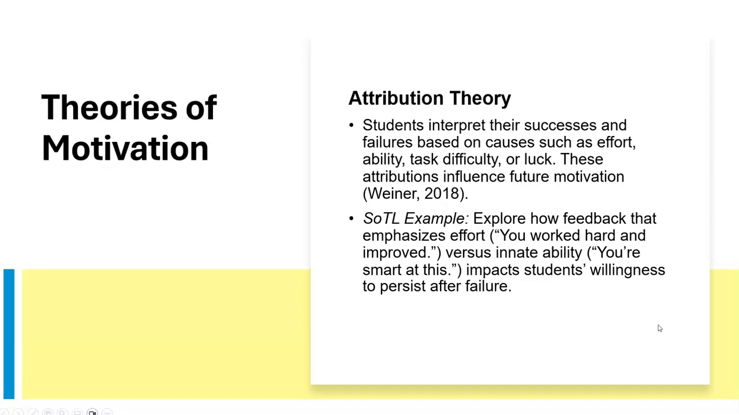Attribution theory is that students interpret their successes and failures based on a number of reasons: effort, ability, or they were just lucky. And those attributions influence future motivation. So we see this also in younger students, where if we reward only the outcome, like, oh, you got a good grade, but we don't recognize you studied so hard, you worked so hard, I saw you rewriting your paper, it may harm them when the outcome wasn't as positive. So this is about reshaping the feedback you provide to students and how that might influence their persistence.